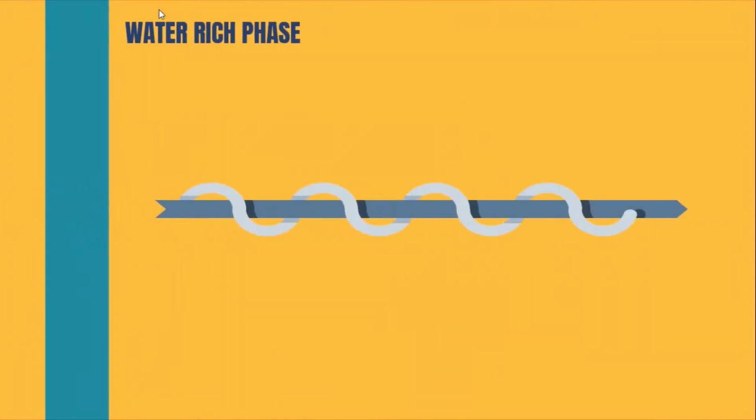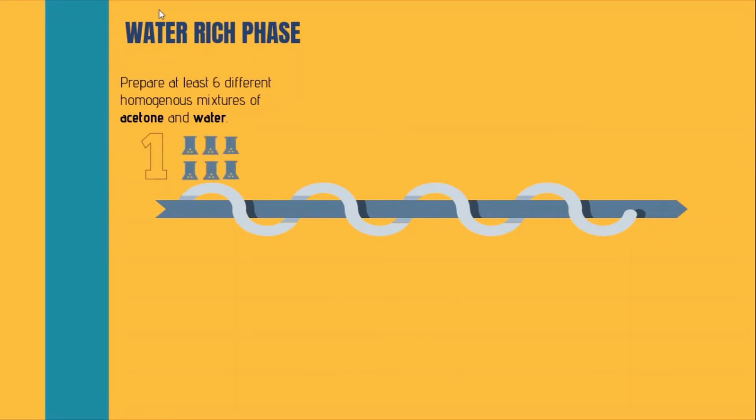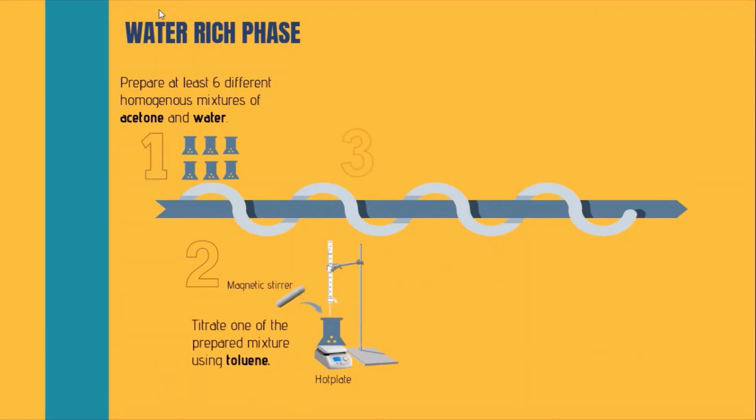So, for the water-rich phase, the steps are almost the same, but we have to prepare at least 6 different homogeneous mixtures of acetone and water and place them into the conical flask. The second step is the titration process. In this water-rich phase, we will titrate the mixture using toluene instead of water. The third step is to slowly titrate the mixture until cloudiness appears and persists in the mixture.